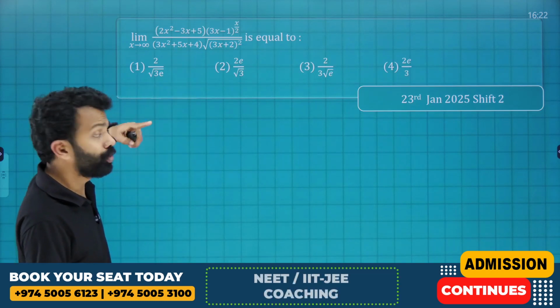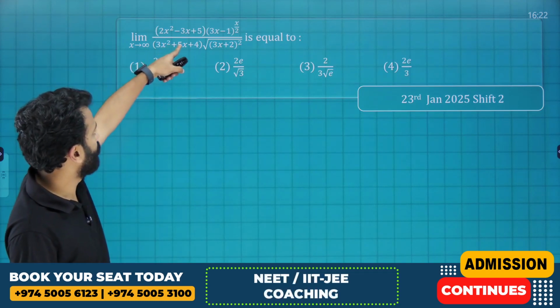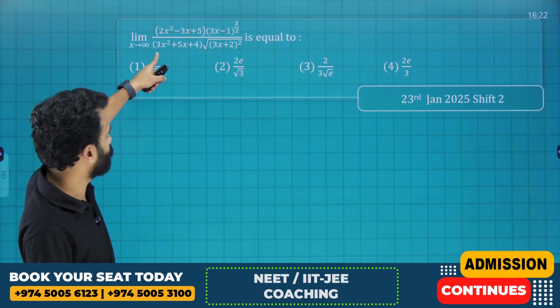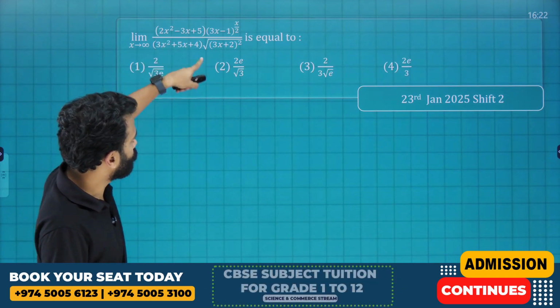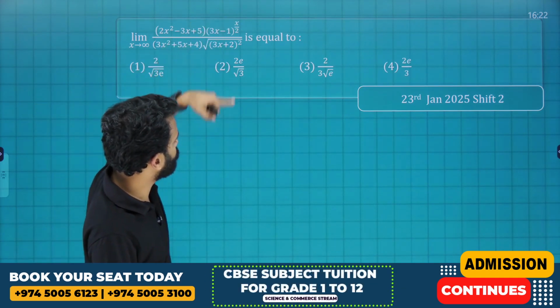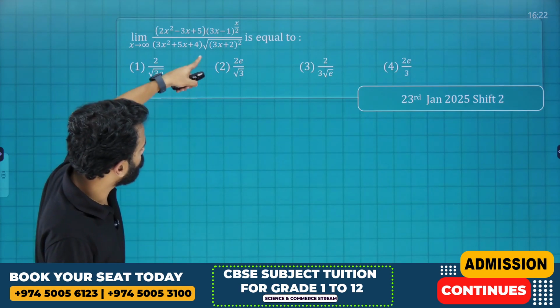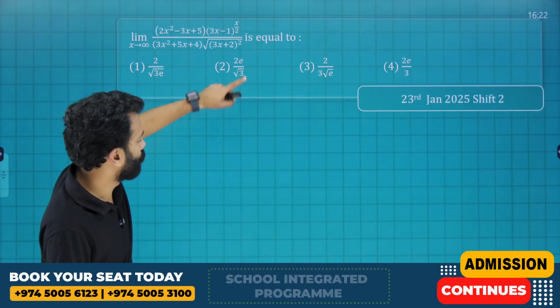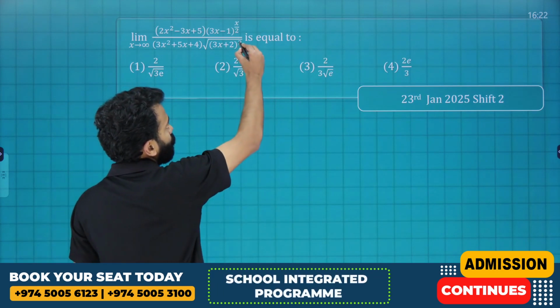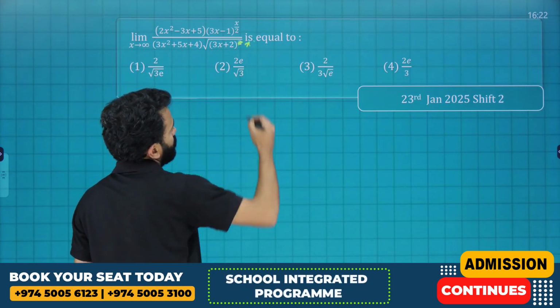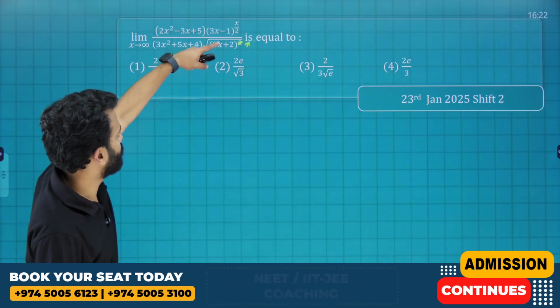That is limit x tends to infinity of (2x square minus 3x plus 5 divided by 3x square plus 5x plus 4) into ((3x minus 1) the whole raised to x by 2 divided by root of 3x plus 2) the whole raised to x. It's not square, it's x here. So the power will be same.